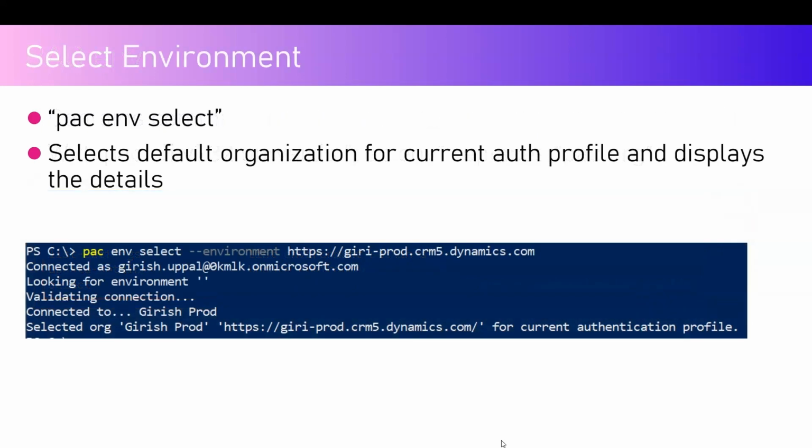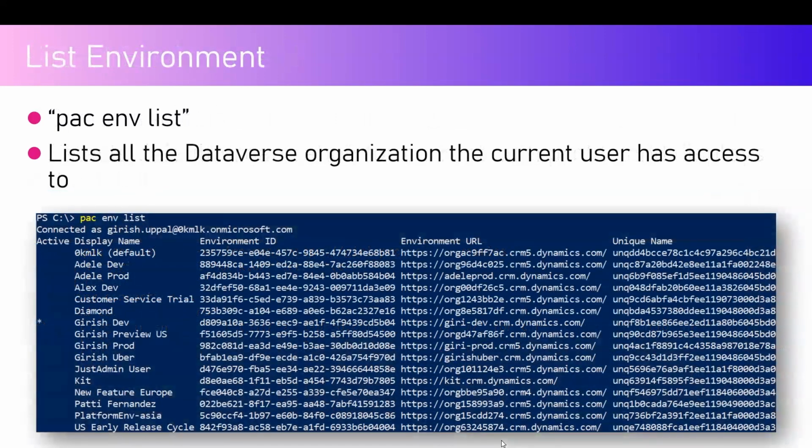authentication profile. Now, select environment. pac env select will select the default organization for the current authentication profile, and it displays the details. As you see on the screen, once you select the environment, that environment will get selected, and any command you run will be run against that environment's context. pac env list lists all the Dataverse organizations the current user has access to. In my case, I have listed all the Power Platform environments in my tenant.